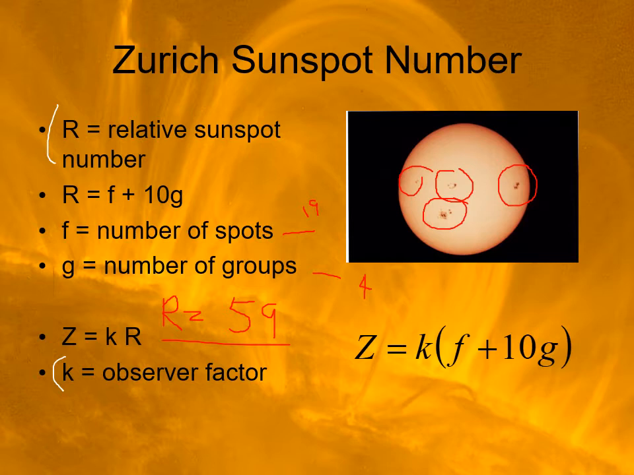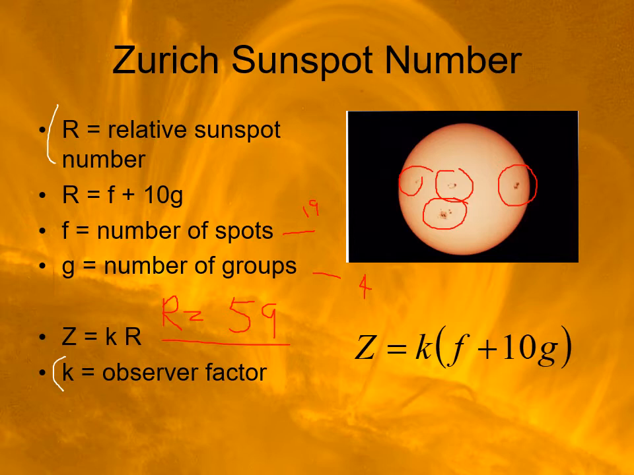Now, the thing is that a different observer might see things differently. You get a bigger telescope, you might see more things. Smaller telescope, fewer things. And so the observer factor takes that into account. If every time you look at the sun, you get half of the official number, then this turns out to be pretty reliable. Using your experience and your telescope, you see half the official number. So if you measure a number, multiply by 2, and that's a pretty good match for the actual number.